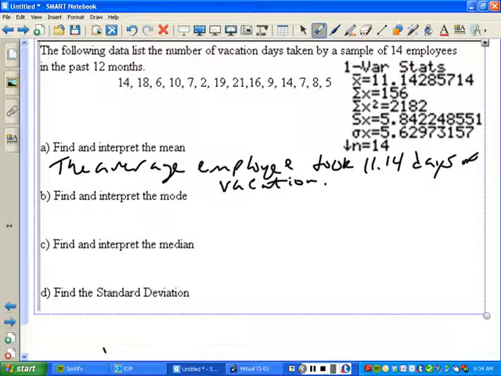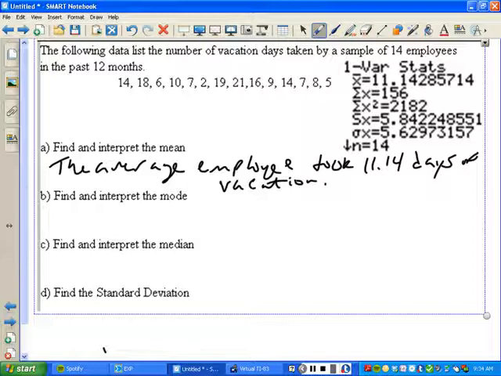Let me just, for the purpose of the microphone, restate the question. The question was, what if I said 50% of the employees took off less than 11.14, 50% took off more than 11.14? That's actually how we interpret the median, not the mean.